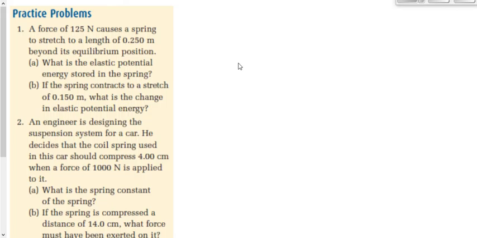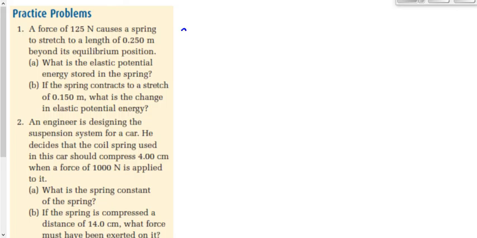So they're not telling us anything different there. The term they use here is a little bit different. Beyond its equilibrium position, that just means that's how far it's stretched, right? Its equilibrium position is its normal position, so it's stretched 0.250 meters. What's the elastic potential energy stored? And if the spring contracts to stretch 0.15 meters, what's the change in elastic potential energy there?